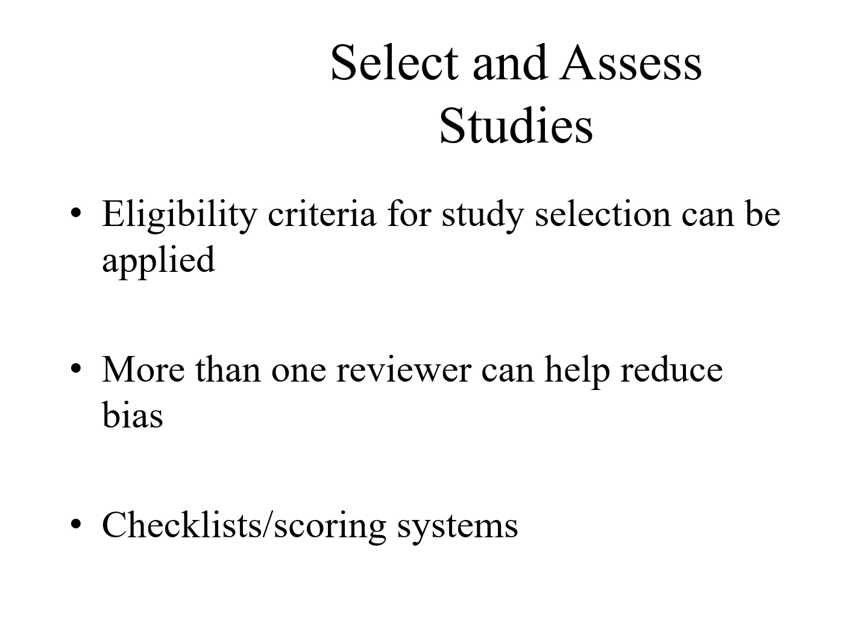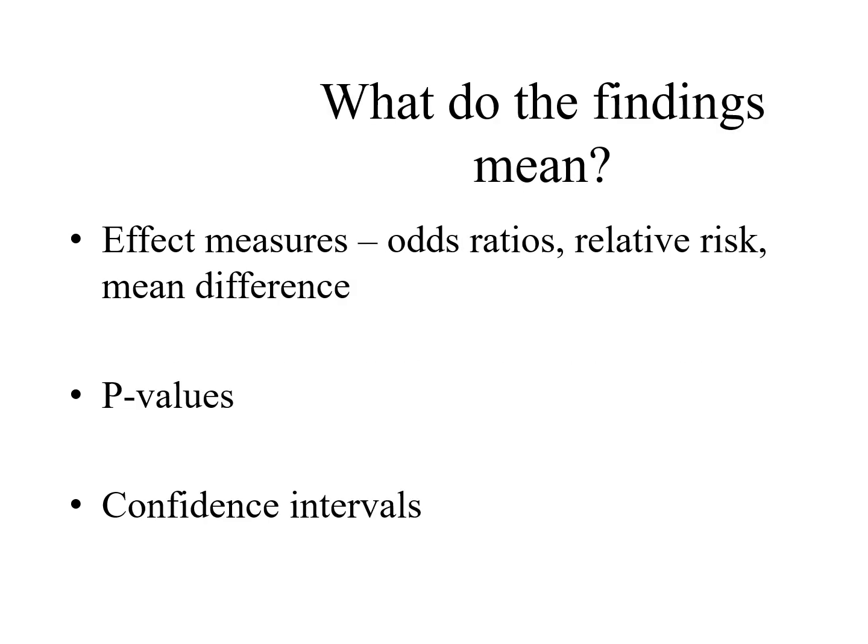Then you select and assess the studies. The eligibility criteria for study selection can be applied. More than one reviewer can help reduce bias, and you have to have checklists and scoring systems.